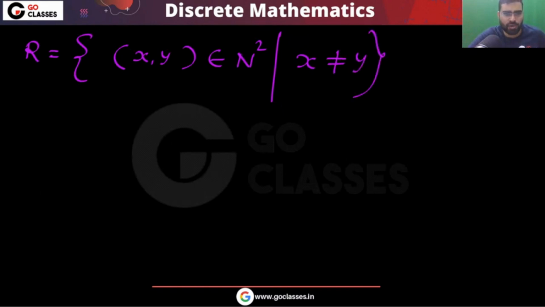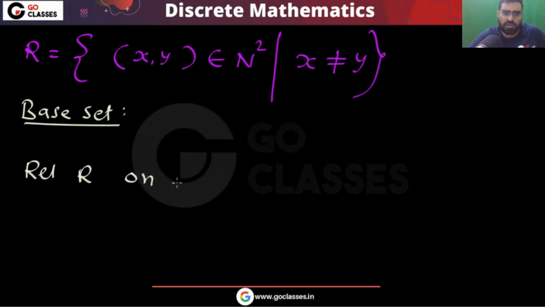First of all, tell me what the base set of this relation is. This is a very important thing, and you should find it out. I am asking: this relation R, on which set have we defined it? What is the base set for this relation?